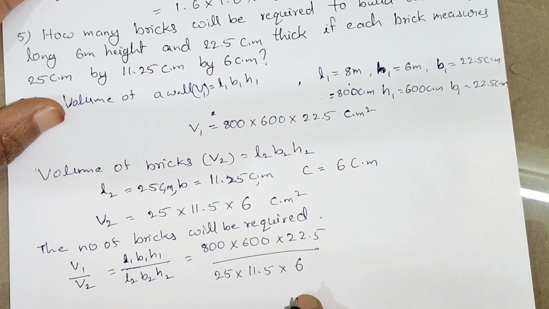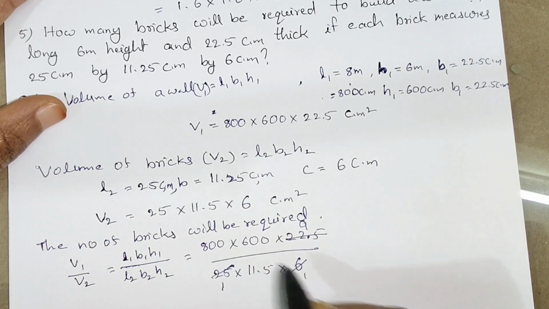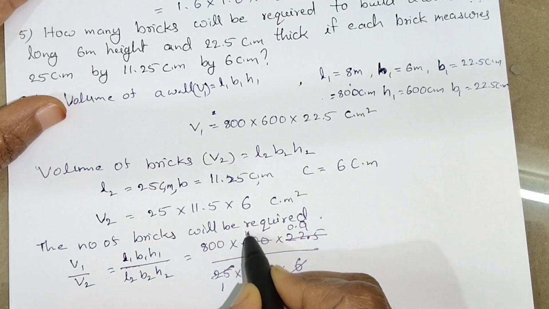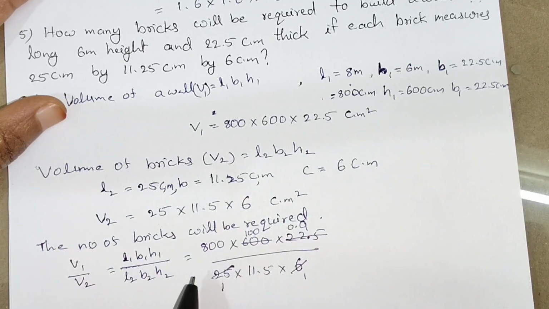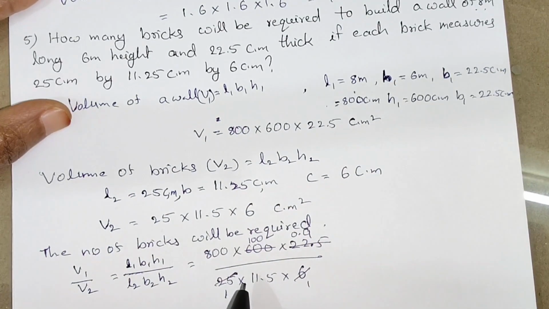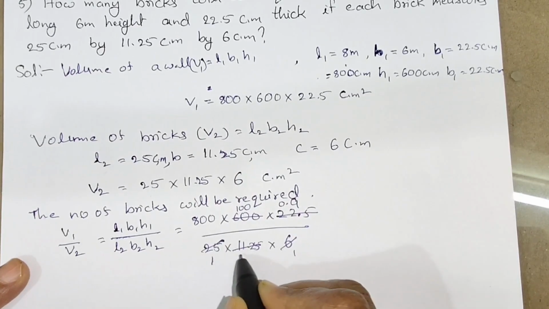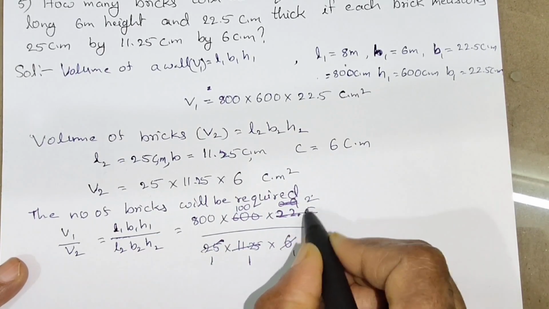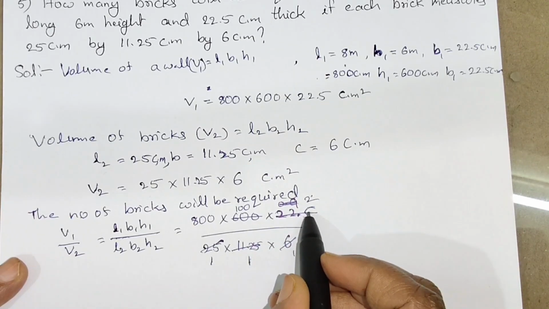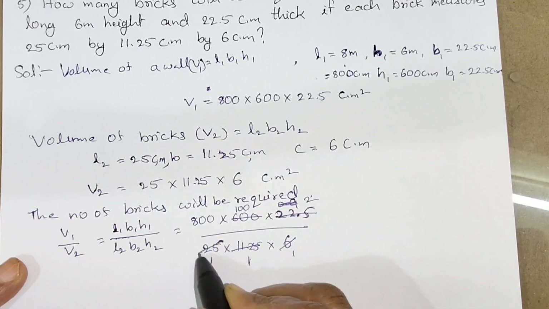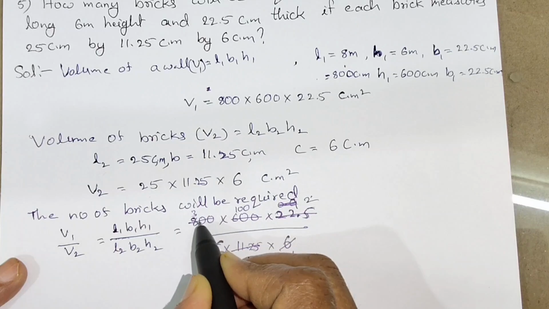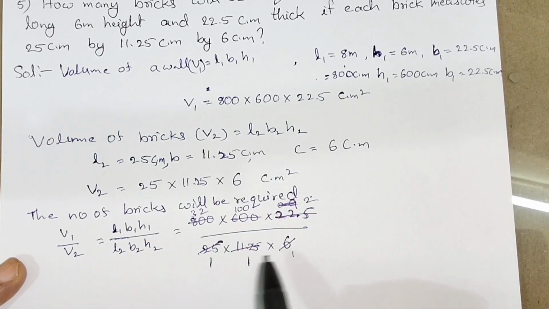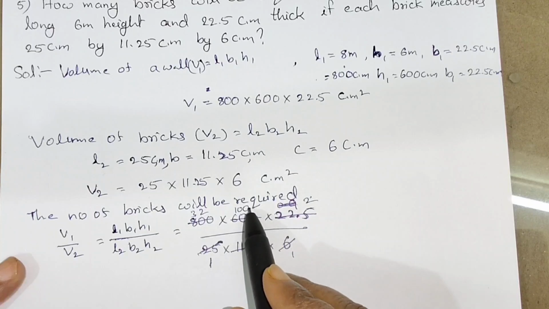Now simplify this. 6 ones are 6, 100, 6 ones are 6, 100. Next, 11.25: 11.25 times 2 is 22.5. 25 ones are 25, 25 threes are 75, 25 twos are 50. So here 32. Next, 6 ones are 6, 100 is 600.